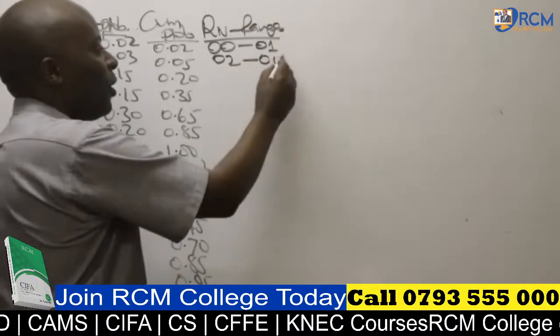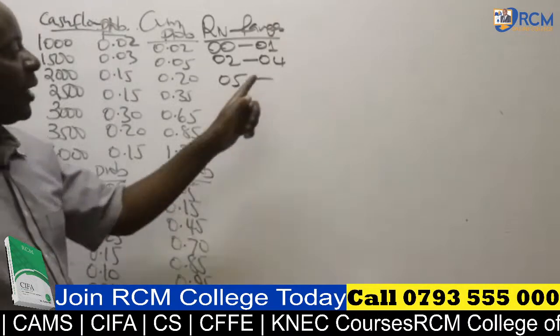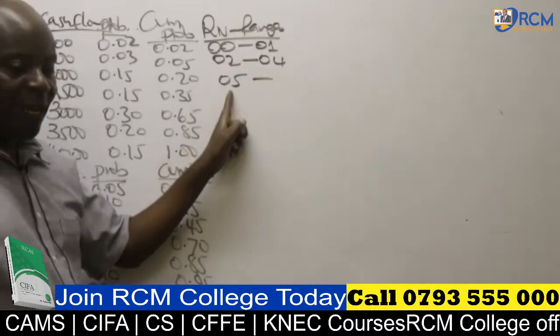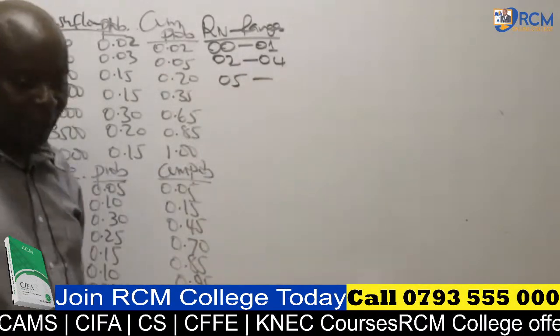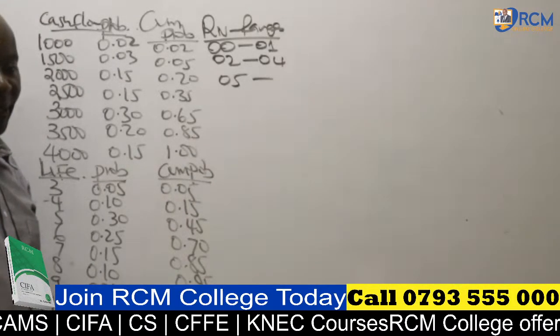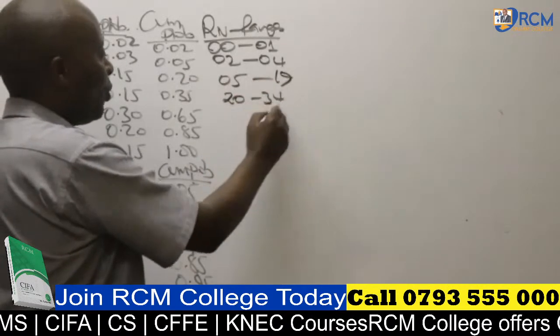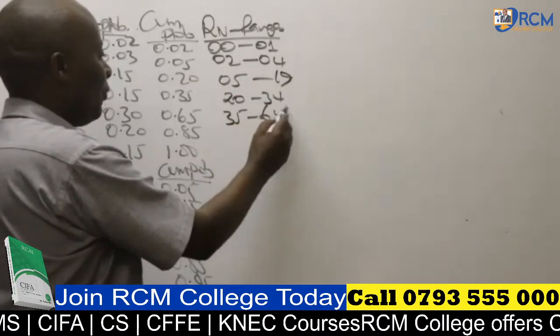02 to 04. So from there we have 05 to what? Remember, I'm skipping after 04, I have 05. So now go on ahead and give us the next upper limit. They're telling me 19. Thank you very much. 20 minus 1 is 19. The next class will be 20 all the way to 34. 35 all the way to 64.